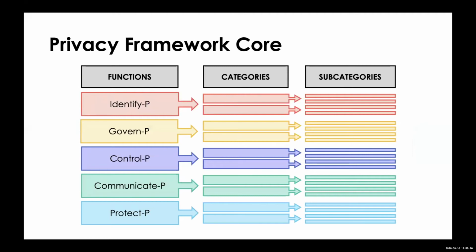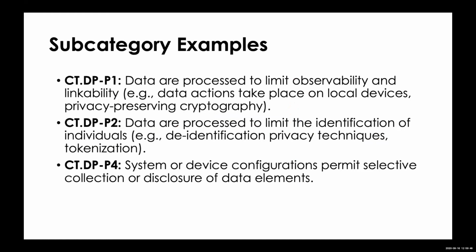And so here's a quick illustration of the general flow of the core, where we have high-level outcomes in the functions, more granular outcomes and activities in the categories, and then the most granular would be subcategories. I'll talk in a minute about how an organization may pick and choose from the core in order to reach its desired outcomes. Here I did want to provide some concrete subcategory examples, ones tied to the topic at hand today, just to get a sense of what I mean when I say outcomes and activities.